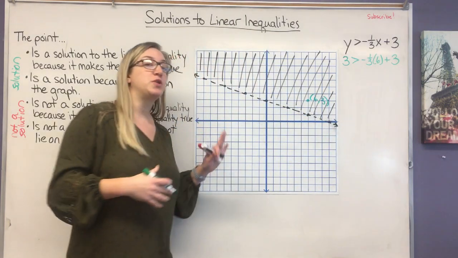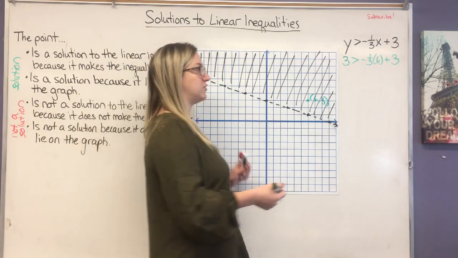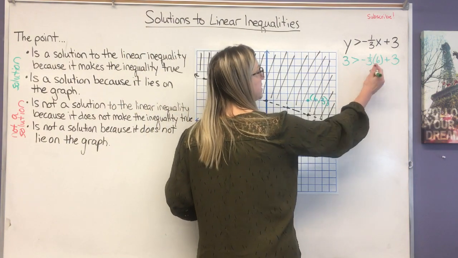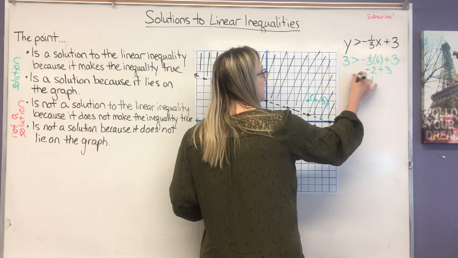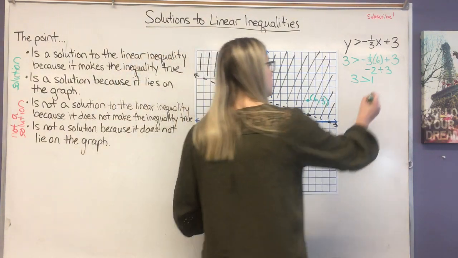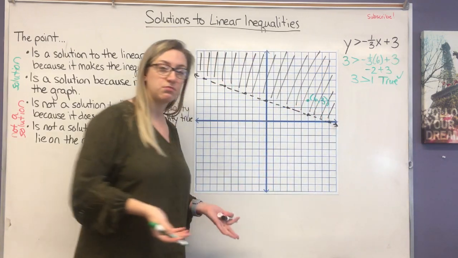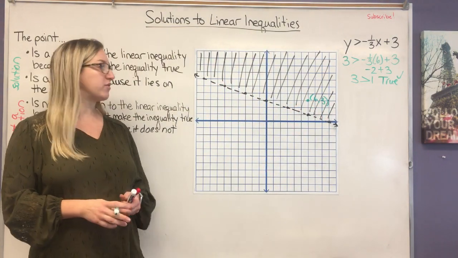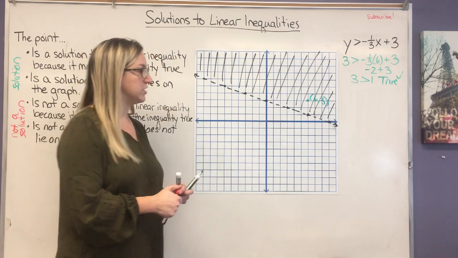Once again, if you need to put the right side of this inequality into a graphing calculator, please do so. But -1/3 times 6 is -2, plus 3 is 1. Is 3 greater than 1? Yes, which means it's true, so we have a solution, which it is because it's on the shaded part of the graph. So now let's try something that is not a solution.